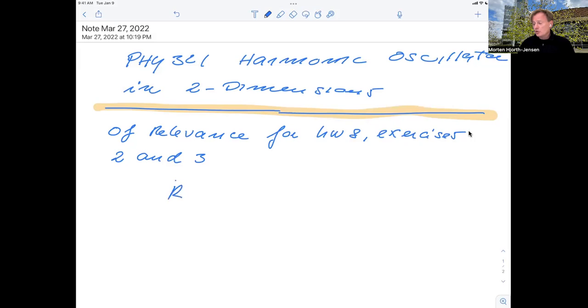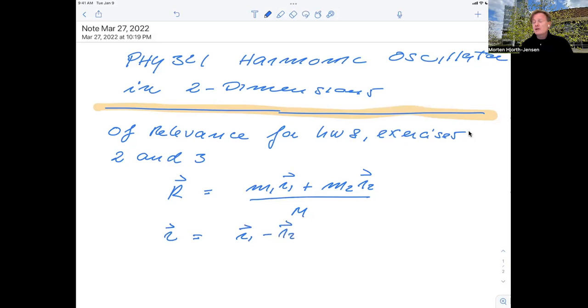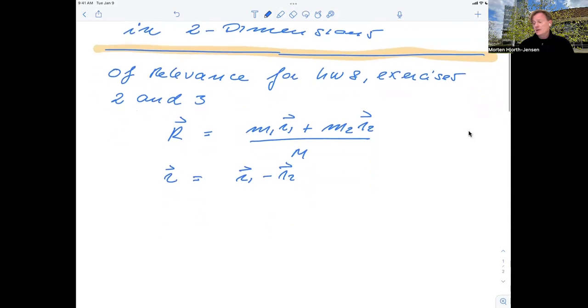The center of mass coordinates, which we wrote with this uppercase R, is given by the weighted sum of the different positions multiplied with their respective masses divided by the total mass M. The other quantity which we defined was the relative position, which is defined in terms of R1 minus R2 here. So we are focusing mainly on a 2-particle problem.